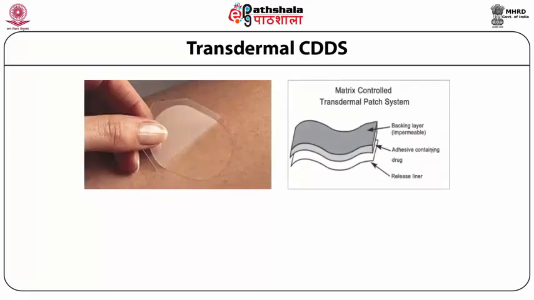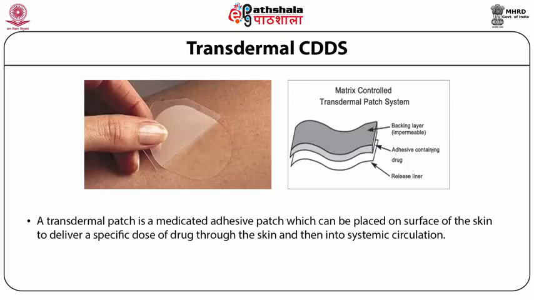After understanding the parenteral controlled drug delivery system, we now have what is referred to as the transdermal controlled drug delivery system. The most popular design in transdermal drug delivery is the transdermal patch. A transdermal patch or skin patch is a medicated adhesive patch that is placed onto the skin to deliver a specific dose of medication through the skin and into the bloodstream.